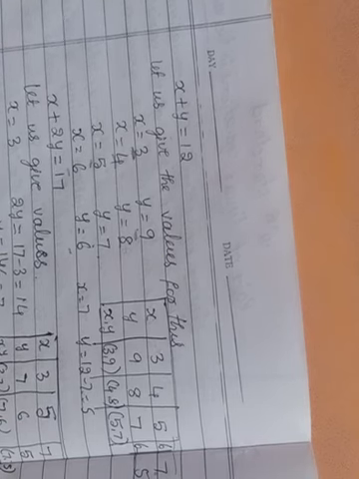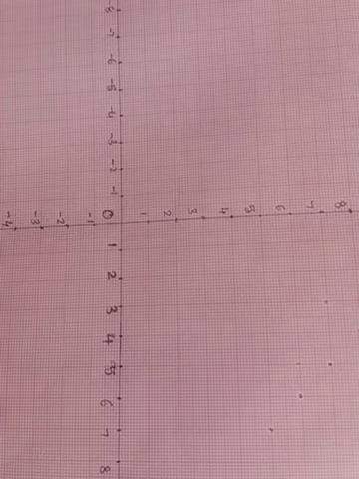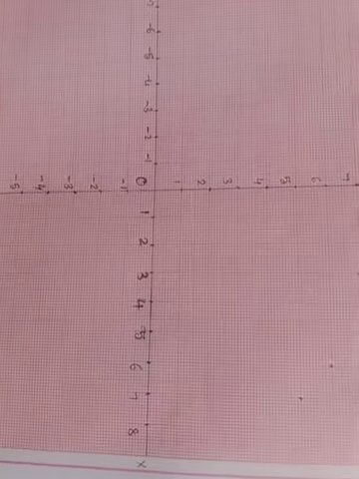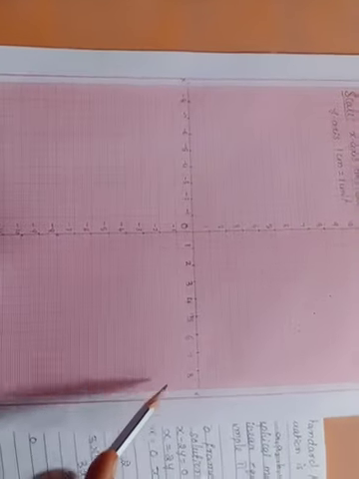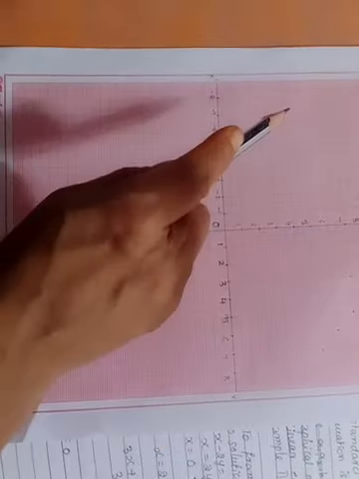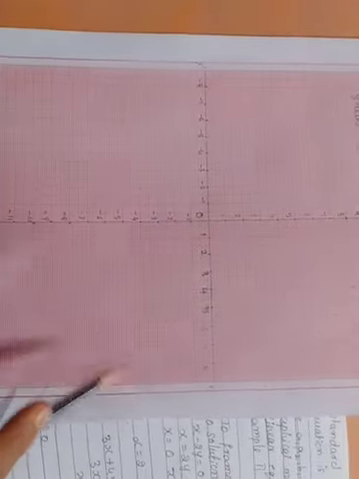Because I already said the graph of the linear equation is a straight line. That's why, see here, whenever you take the graph sheet, it is divided into 4 parts, children. So at the middle, all together you have to take here. See here, this is the graph sheet, which means you have to divide it into 4 parts. Each part is called a quadrant: first quadrant, second quadrant, third quadrant and fourth quadrant.